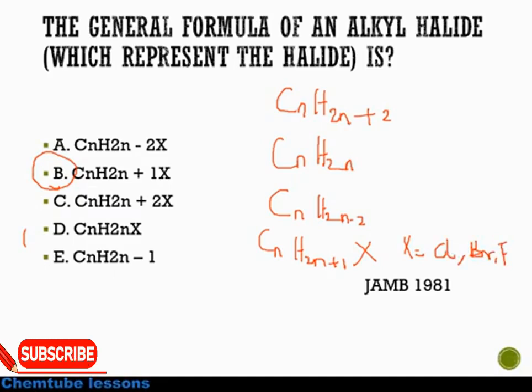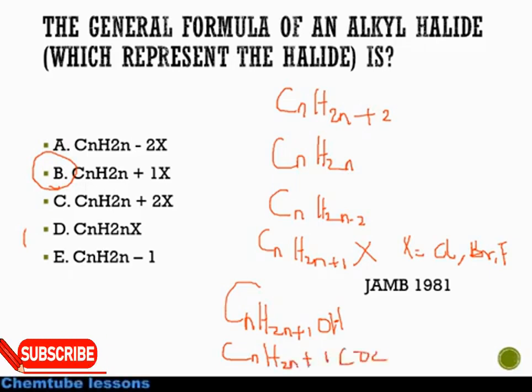Now, another compound, let's look at ethanol. Alcohols have the general formula CnH2n+1OH, while carboxylic acids have the general formula CnH2n+1 with the functional group COOH. So these are the general formulas of some organic compounds. So take note. So let's go to the next question.